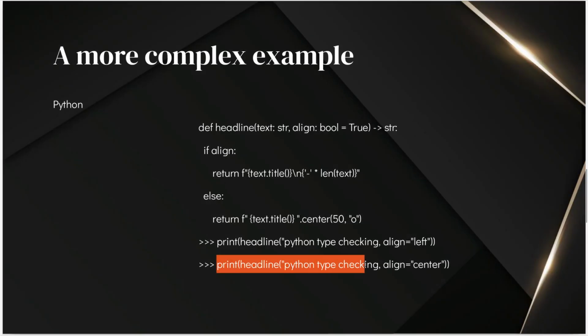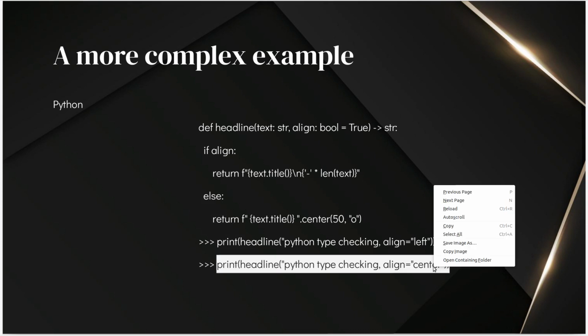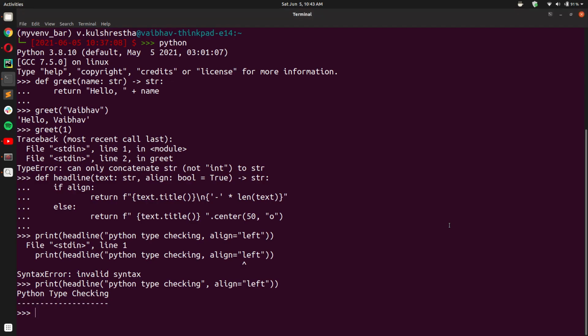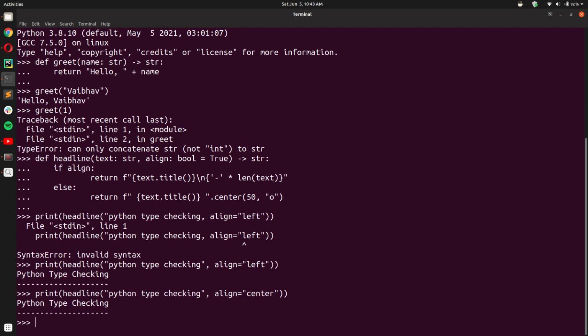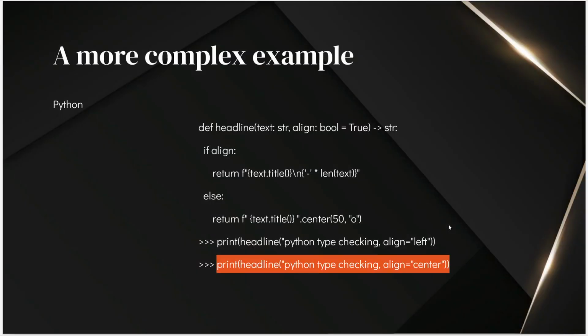Okay, we have another example where we are center aligning it. Okay. And this also returned a similar value. Okay, so in this way you can see how the type hinting was useful.